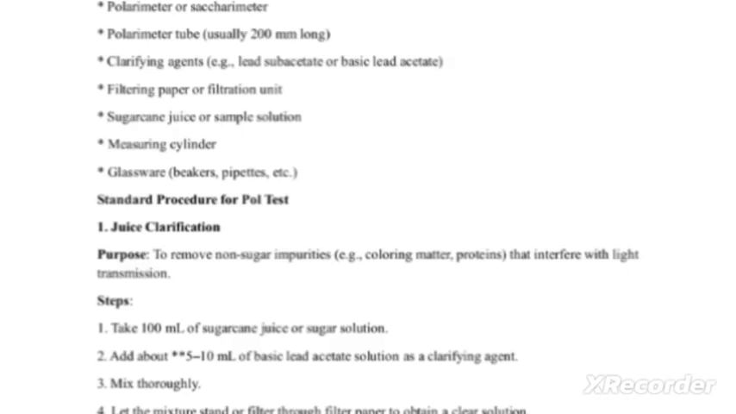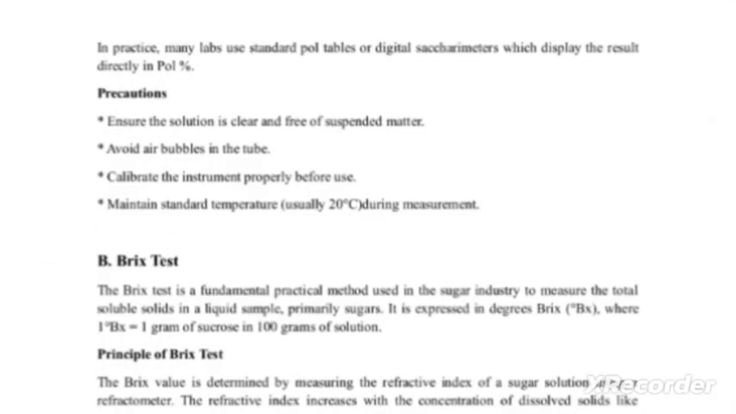Calculating polarity, sucrose content. Use the sugar industry standard formula, which is: Pol equals reading times 100 divided by 26 times length in decimeter. For a 200 millimeter tube, 2 decimeter, and standard weight solution, direct reading often gives polarity percentage. In practice, many labs use standard polarity tubes or digital saccharimeters which display the result directly in polarity percentage.